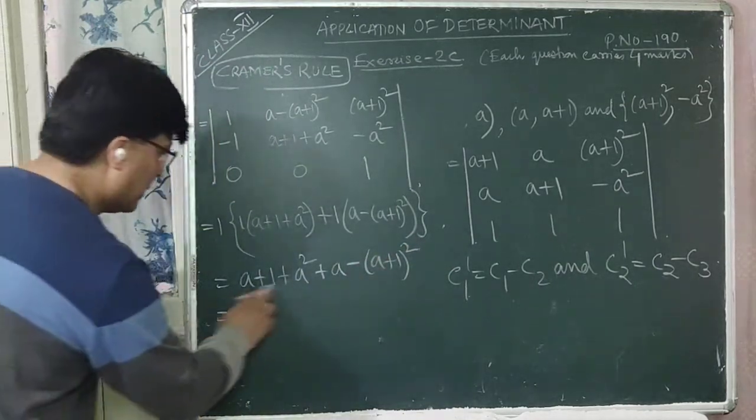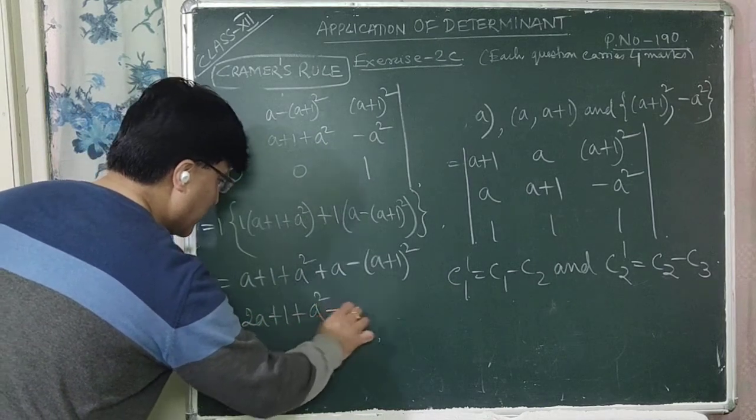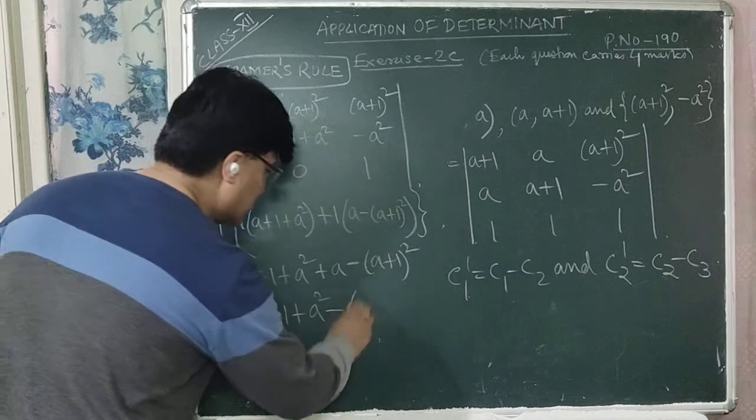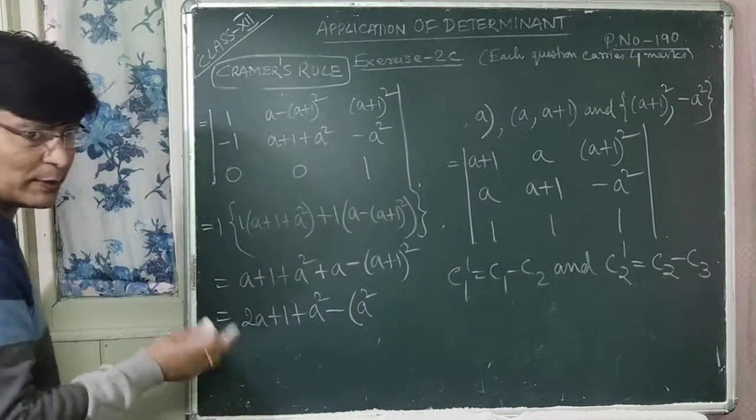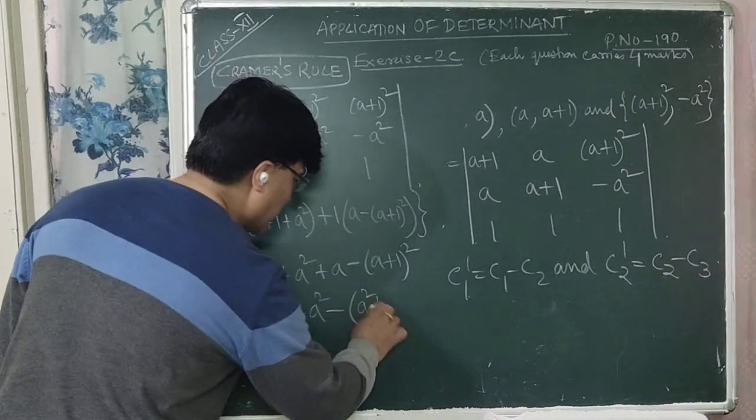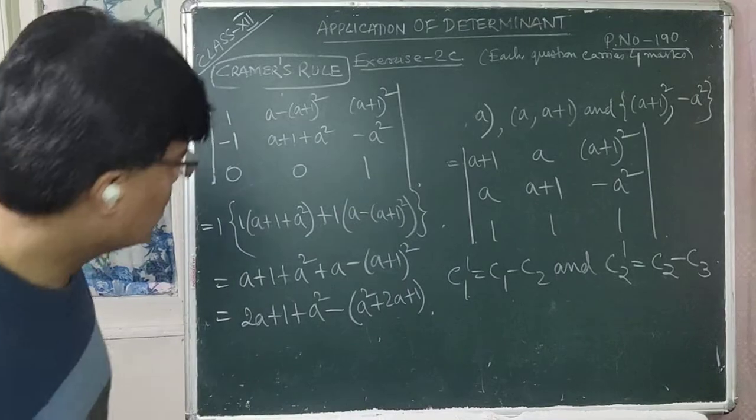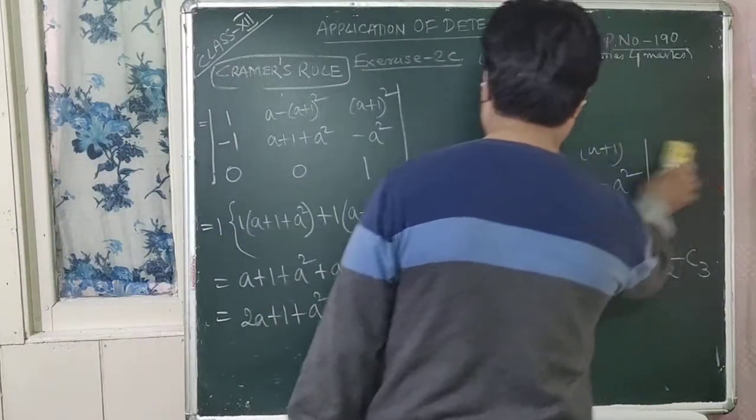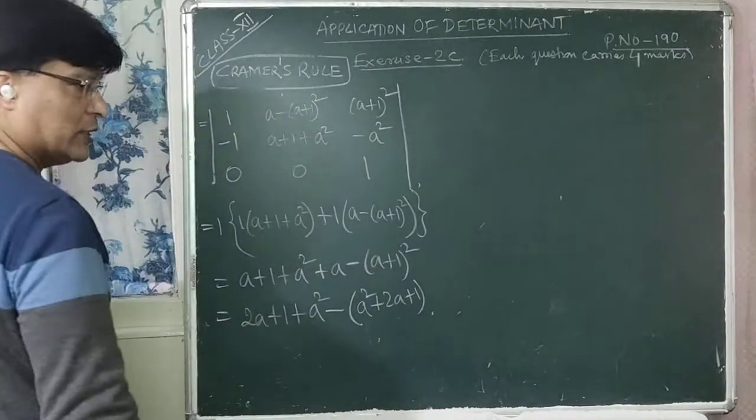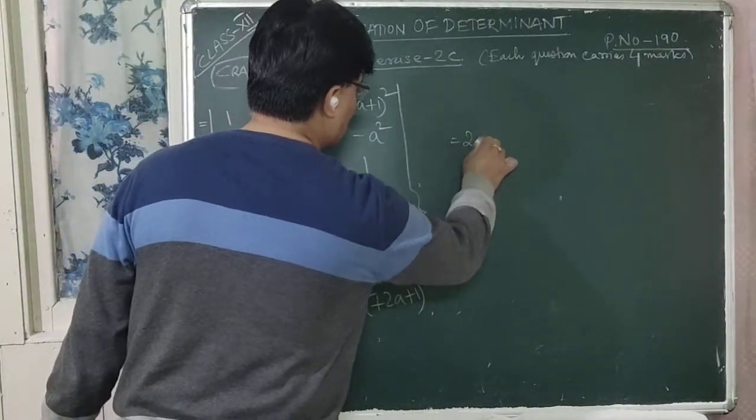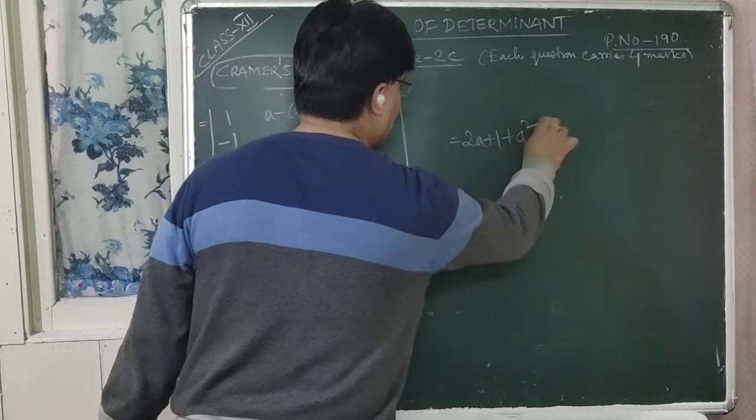So which is equal to a plus a, 2a plus 1 plus a square, right? Minus, let us expand it. What is (a plus 1) whole square? a square plus 2ab plus b whole square, you know that. So a square plus 2a plus 1, right? So let us simplify it once again. So it is equal to 2a plus 1 plus a square, right?